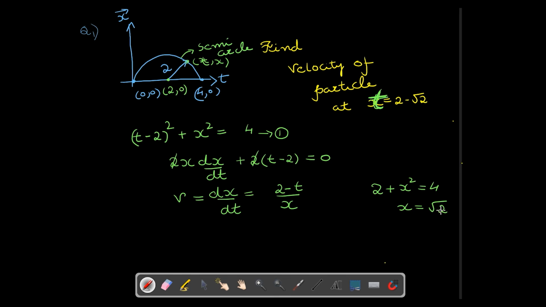You may say plus or minus root 2. Don't say such nonsense here, because minus root 2 is not mentioned in the graph. So now substitute 2 minus root 2, that is root 2 by root 2. The velocity at 2 minus root 2 becomes 1 meter per second.